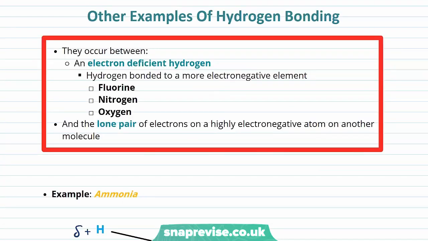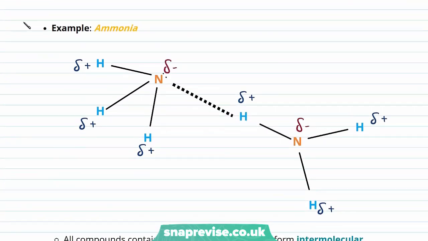Let's have a look at some other examples. First, let's remind ourselves in what situation our hydrogen bonds can occur. They occur between an electron-deficient hydrogen. That's a hydrogen bonded to a more electronegative element, usually fluorine, nitrogen or oxygen. And it occurs between the lone pair of electrons on a highly electronegative atom on another molecule, again being fluorine, nitrogen or oxygen.